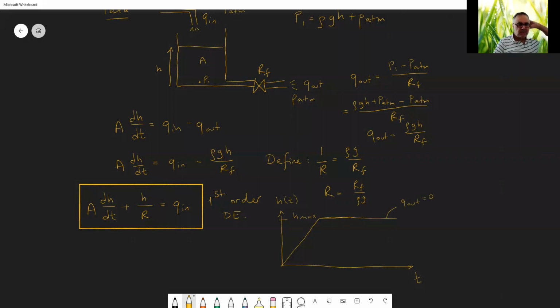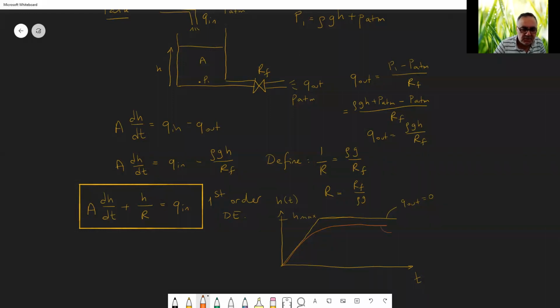What happens if the Q out is not 0? If the Q out is not 0, there will be flow going out proportional to the height. As the height increases, the flow out of the tank is going to increase, and eventually you will get to a curve like this, something like this, okay?